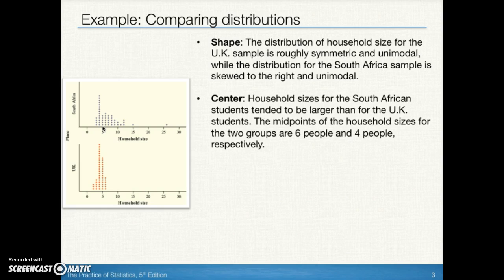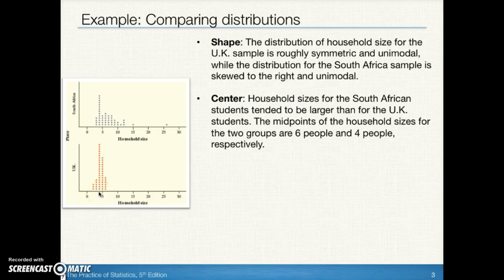In comparing the centers, we see that the household sizes for the South African students tended to be larger than those for the UK students. More specifically, the midpoints of the household sizes for the two groups are 6 people and 4 people respectively.